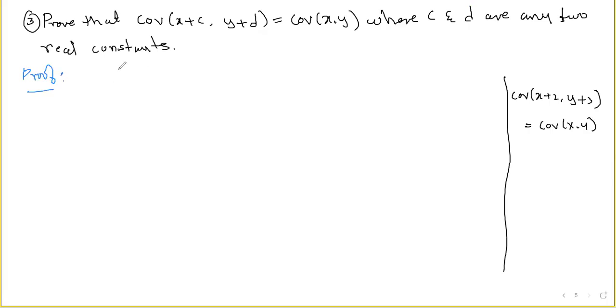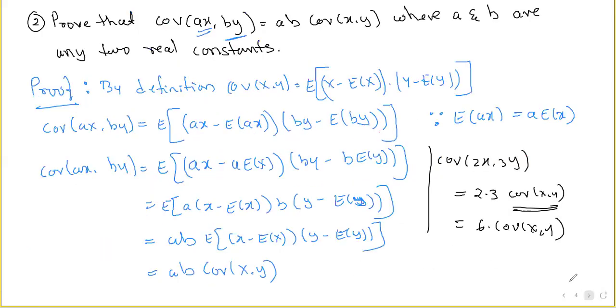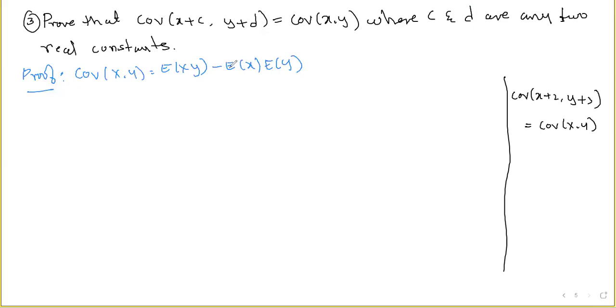Proof. Same here also, we are using the definition of covariance. Covariance of xy equal to expected value of xy minus expected value of x into expected value of y. So why? Because of this first theorem. Which theorem? Here we showed that covariance of xy equal to expected value of xy minus expected value of x into expected value of y. So by this theorem we can write here covariance of xy equal to expected value of x into y minus expected value of x into expected value of y.